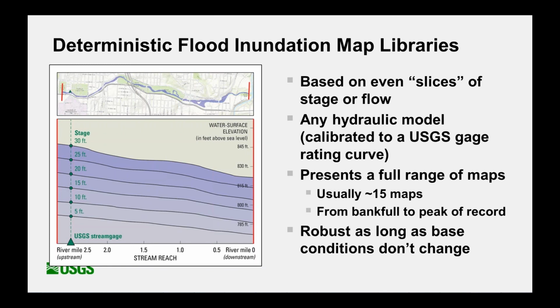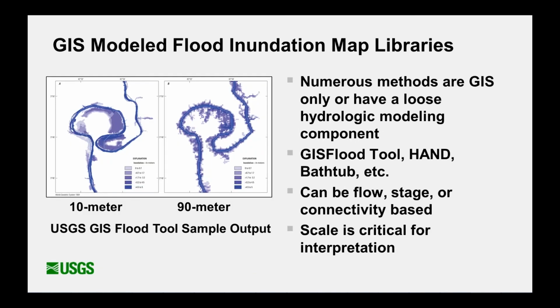These maps, both types, probabilistic and deterministic, are generally robust as long as the base conditions don't change. The deterministic maps have the added advantage that if your probabilities shift, these maps are still going to be usable, just very slightly. The third kind of modeled flood inundation map that I'll talk about is a very broad category of GIS-based flood inundation modeling. These can or cannot be hydrologically informed. It really depends on the tool and how they're developed.